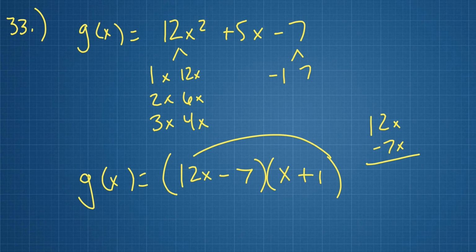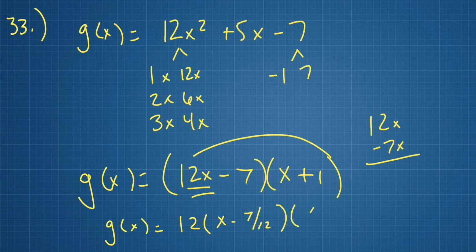Now, the rule about this is you can't have a number in front of the x, so I kick that 12 outside the parentheses. I'm allowed to do that as long as I divide everything on the inside by that. So I get x minus 7/12. I don't have to do that with the second set of parentheses. So now I have A, P, and Q. So A is 12. P is positive 7/12.